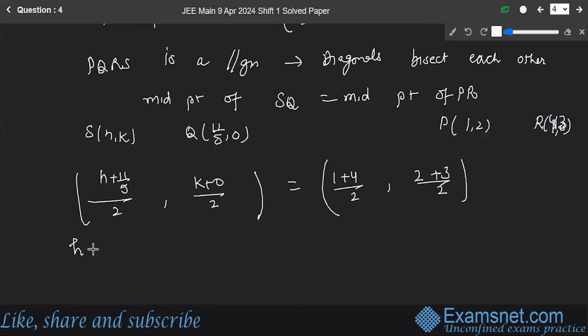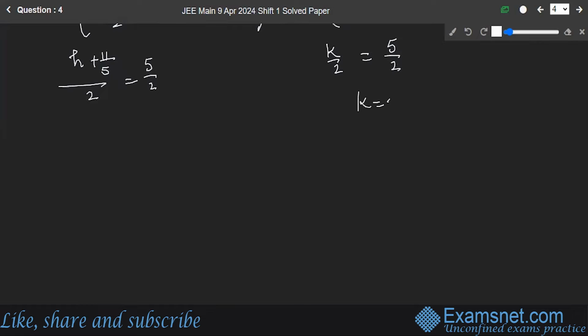You have (H plus 11/5) upon 2 is equal to 5 upon 2, and K upon 2 is equal to 5 upon 2. So from here you have K as 5, and H plus 11 by 5 is equal to 5, or H is equal to 5 minus 11/5. H will be given by 25 minus 11 over 5, which is 14 upon 5.